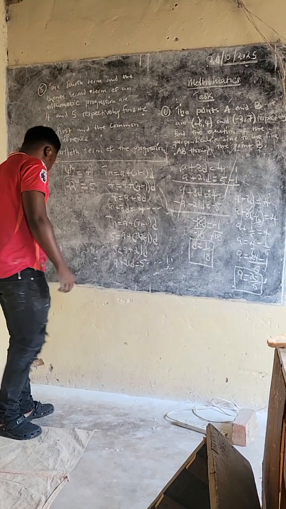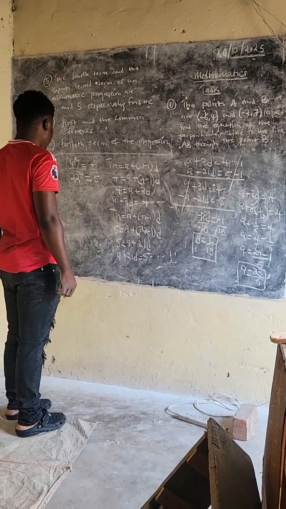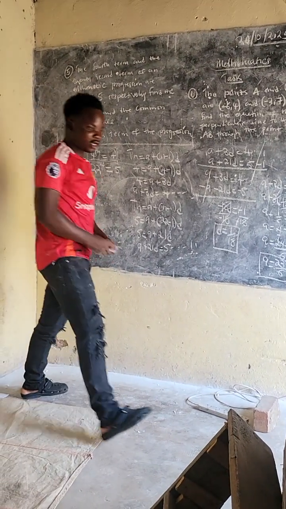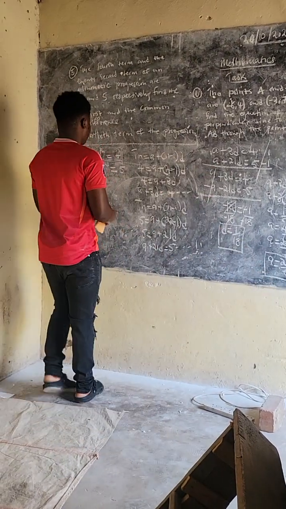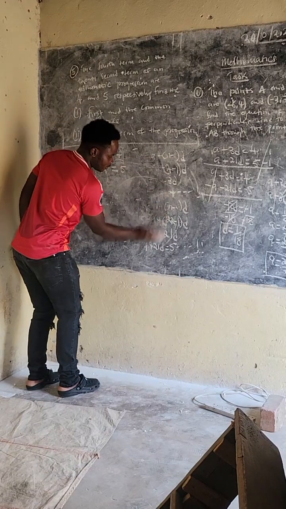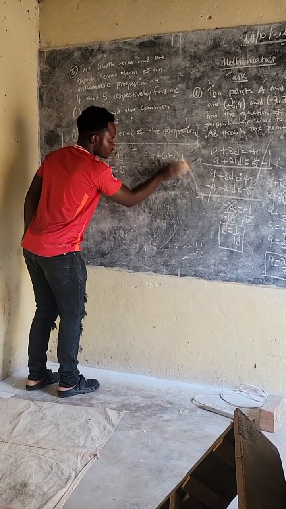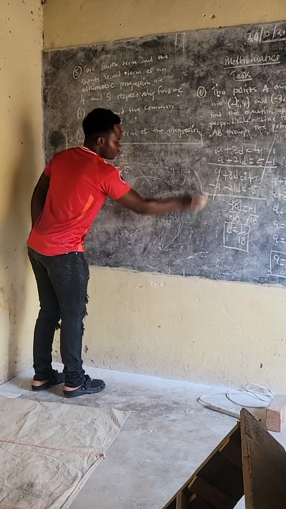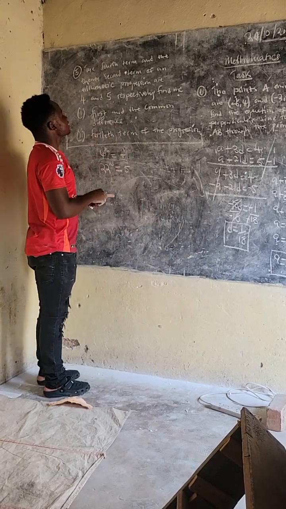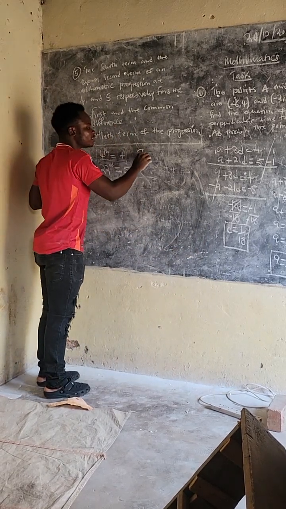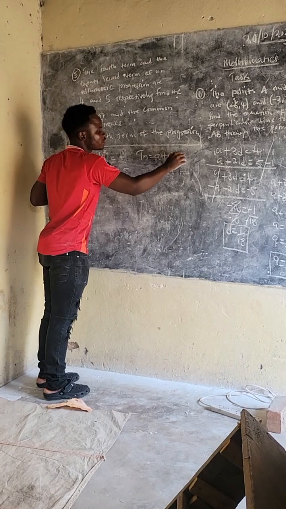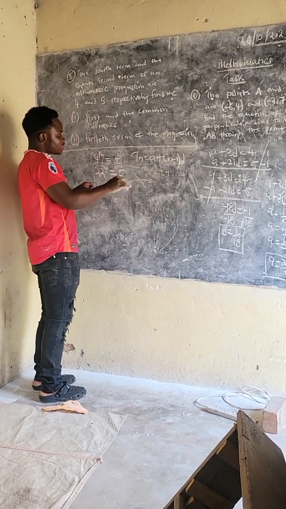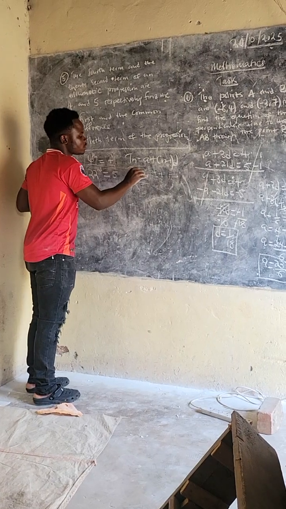Now let us conclude by finding the 40th term of the progression. So for the 40th term, we're going to apply the same formula. Tn is equal to A plus n minus 1, then we have D, okay? So for the 40th term, where there is n, we're going to put 40.